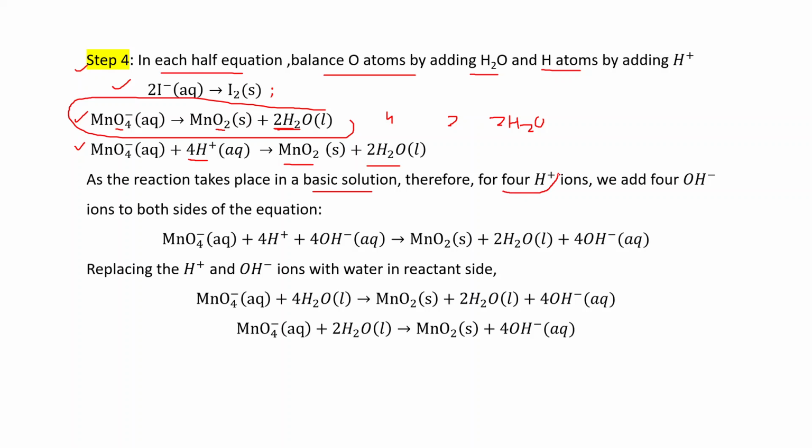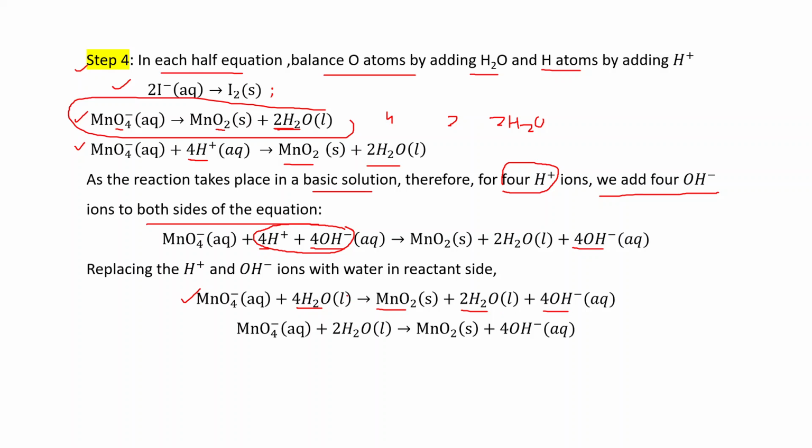4H plus ions, we add 4OH minus ions to both sides of the equation. Okay. So on the reactant side we put 4OH minus ion. On the product side we put 4OH minus ion. But on the reactant side, this 4H plus and 4OH minus, if we combine, we will get 4H2O. So the equation becomes this: MnO4 minus plus 4H2O converting into MnO2 plus 2H2O plus 4OH minus ion.